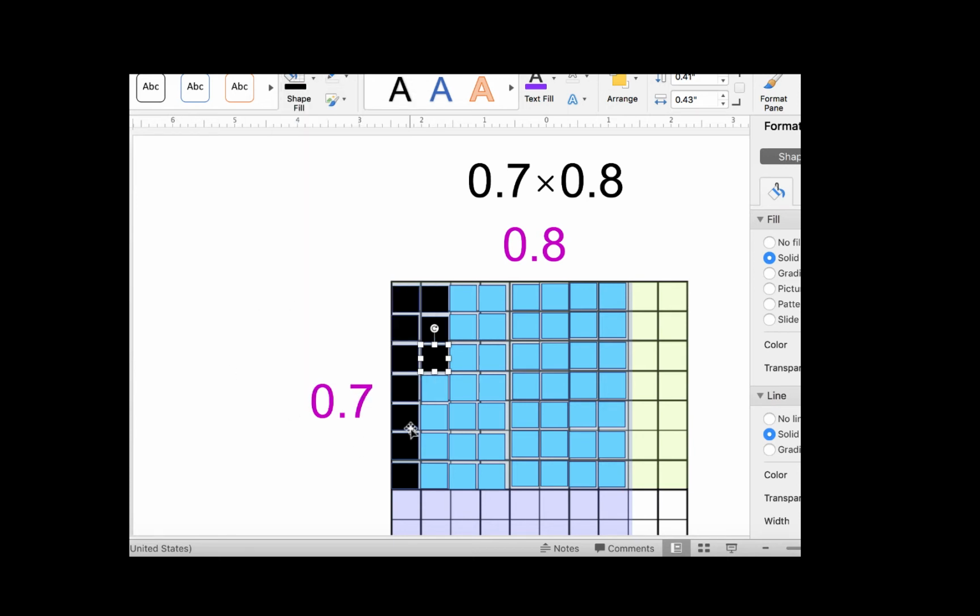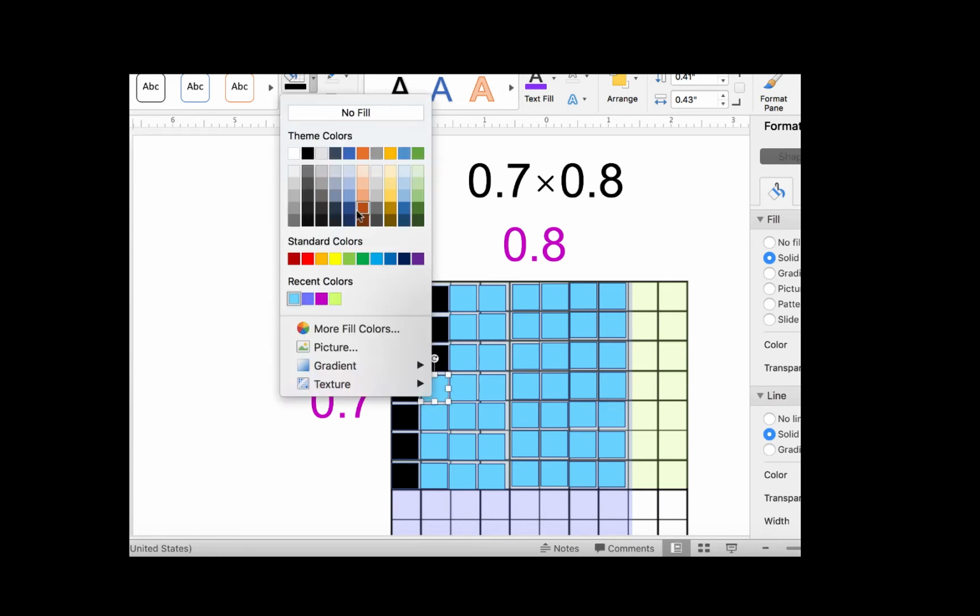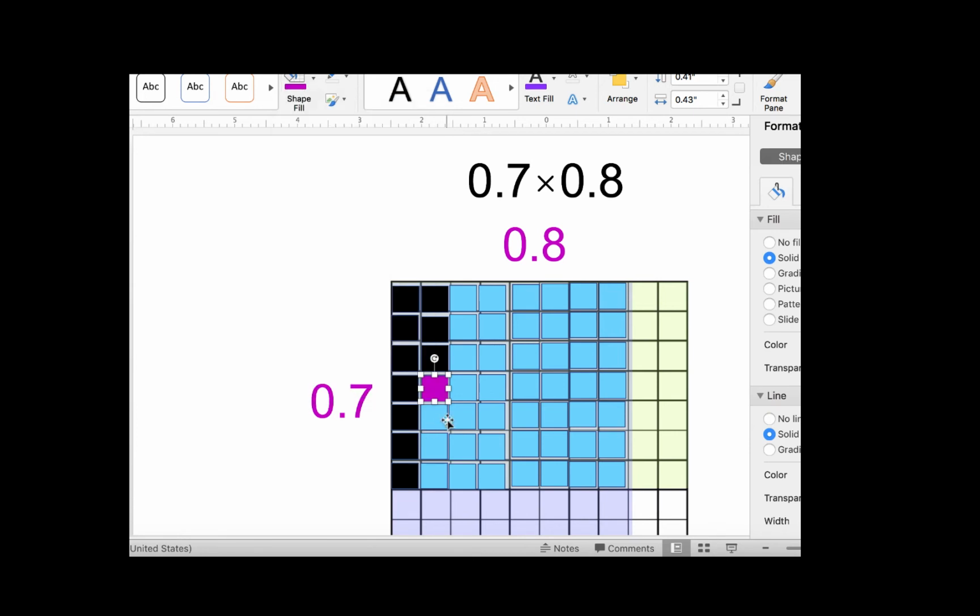So I'm going to change up my color here, and let's figure out another. So I have 1, 2, 3, 4, 5, 6, 7, 8, 9, 10. So that is another tenth.